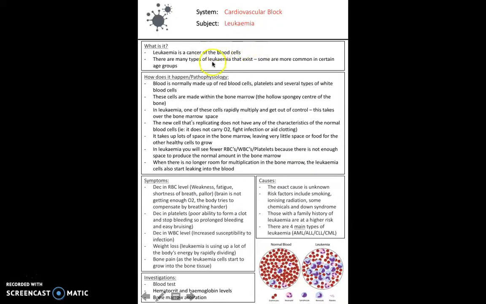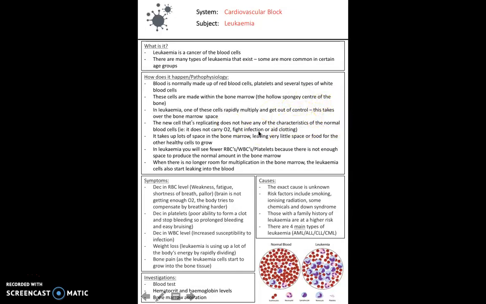Leukemia is a cancer of the blood, and it can happen in several different ways, and there are many types of leukemia that exist, and some are more common in certain age groups. So remember that blood is normally made up of red blood cells, platelets, and several types of white blood cells, and these are all made within the bone marrow, so that hollow, spongy centre of the bone. In leukemia, one of these cells rapidly multiplies and gets out of control, and this takes over the space within the bone marrow. The new cell that's replicating doesn't have any of those characteristics of a normal blood cell.